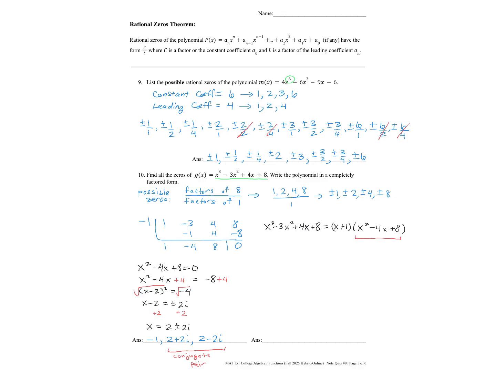Now, when I write my polynomial in factored form, it's going to look a little ugly. But my g of x is going to have the first factor of x plus 1. It's always x minus the 0. And then I'm going to have x minus 2 plus 2i, and an x minus 2 minus 2i. And that is the completely factored version of that polynomial.